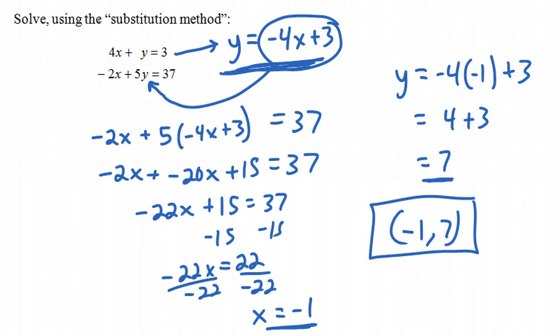Now, in both of these systems of equations that we just did, our solutions were whole numbers. Negative 1 and 7, they're whole numbers, but they could involve fractions. So there might be some problems that you have to do where your solutions do involve fractions.